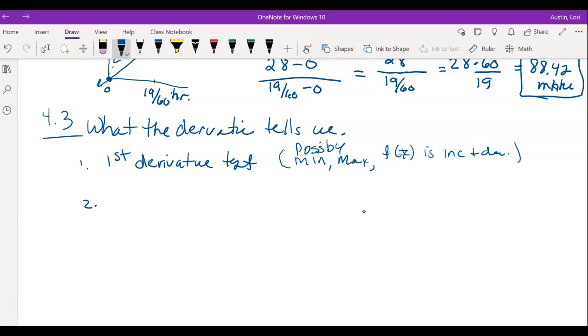So we have the first derivative test, and guess what the second one's called? Want to take a guess? Second derivative test. The second derivative test. So that's nice to know if your function's increasing or decreasing.